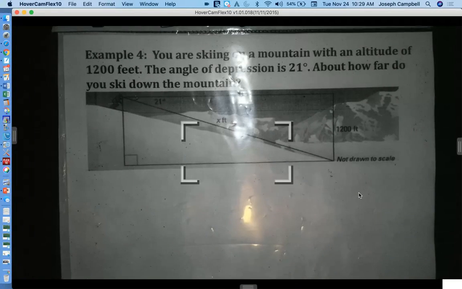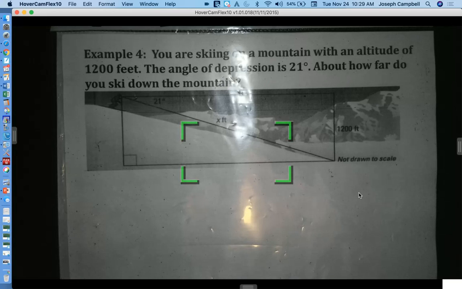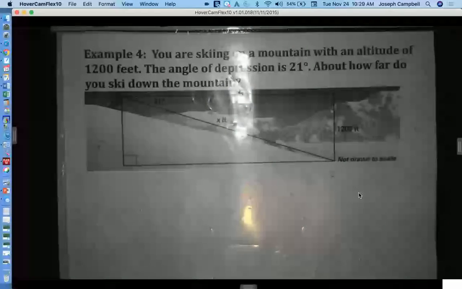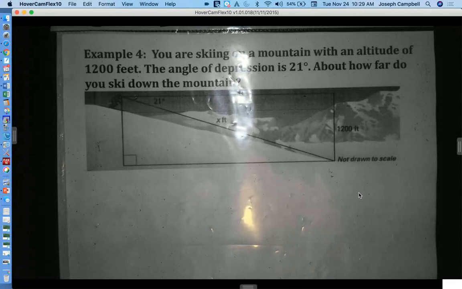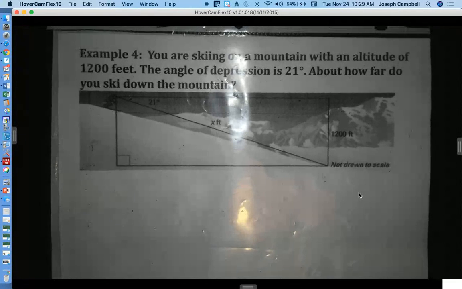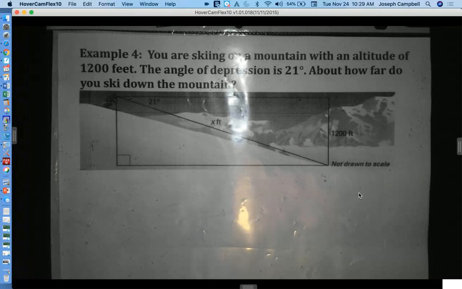So you are skiing on a mountain with an altitude of 1,200 feet. Certainly not around here. Well, maybe. Actually, we got some around 1,200 feet. The angle of depression is 21 degrees. How far do you ski down the mountain?